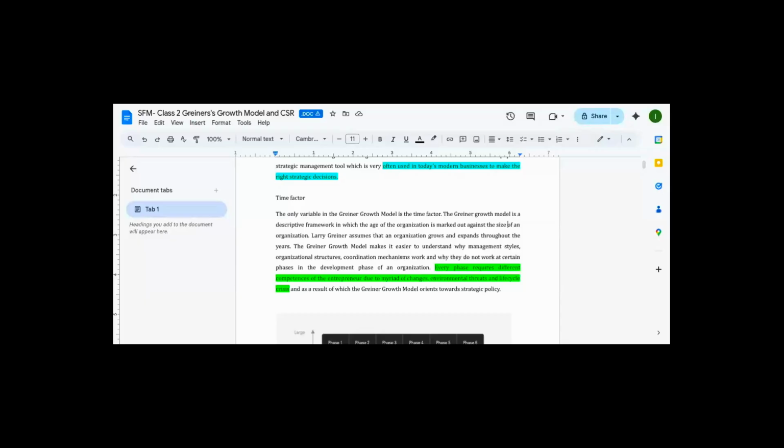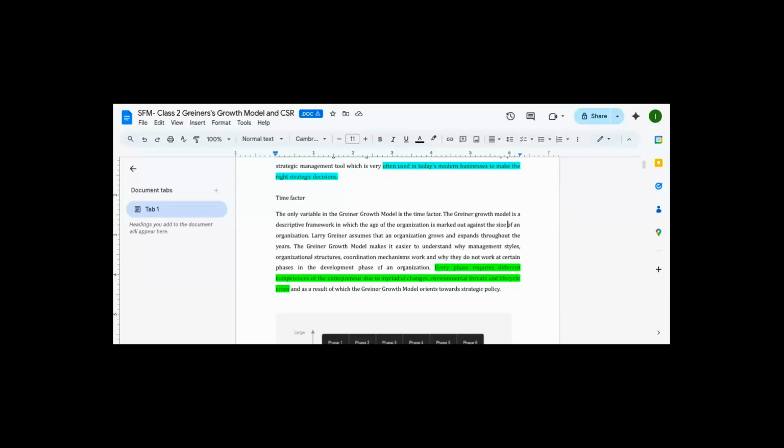So the Greiner growth model talks about the age of the organization, the size of the organization, the expansion of the company, and the likely strategies the company faces. So this strategy, how can we manage it? What expert opinion you and I can give to the company to manage each phase of the company's life? So above all, we can say that the Greiner growth model talks about the life cycle of the organization.